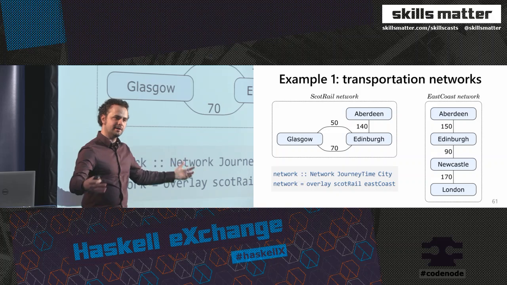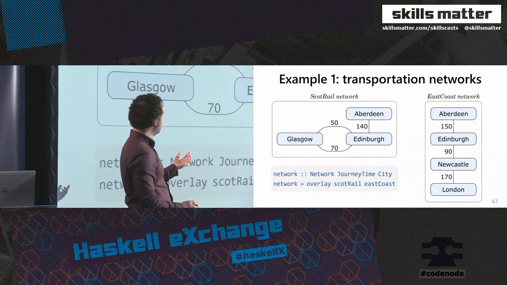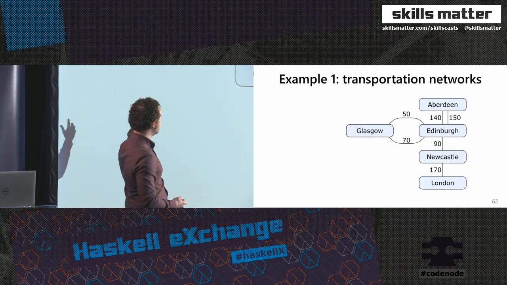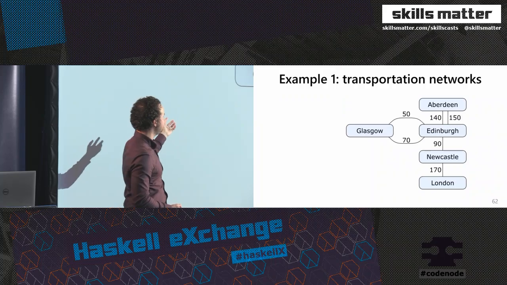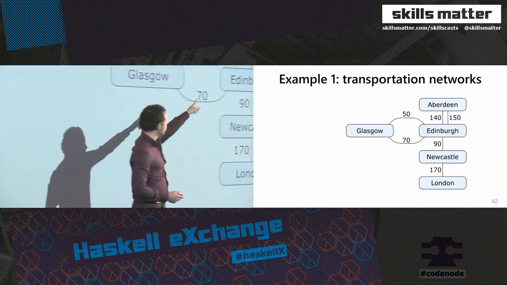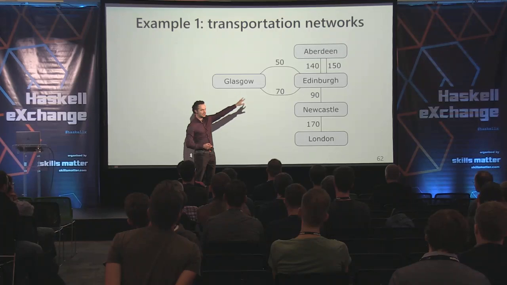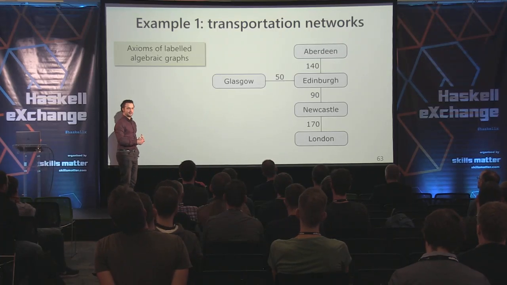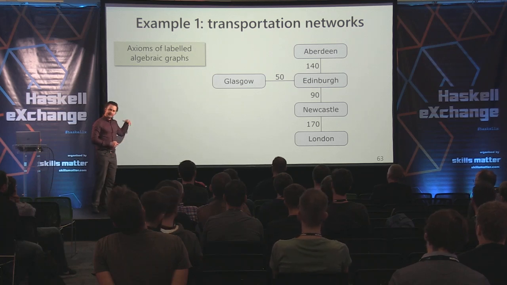So we can combine structures, and this also takes care of combining the labels. This is what we get after we combine, and then by reasoning using the laws we have from graphs, we can simplify this, right? Apparently, ScotRail is a bit faster than North East Rail between Aberdeen and Edinburgh. So we collapse these two pairs of edges into a singleton edge.